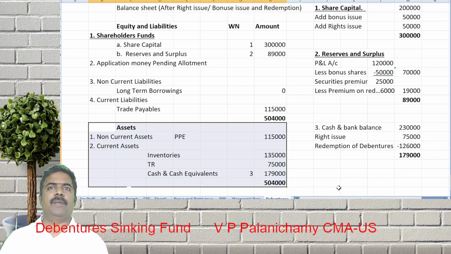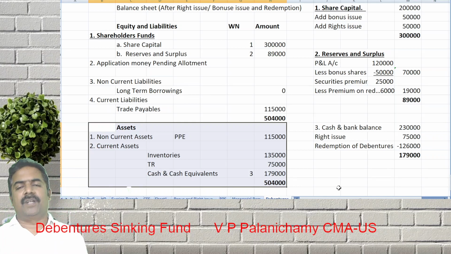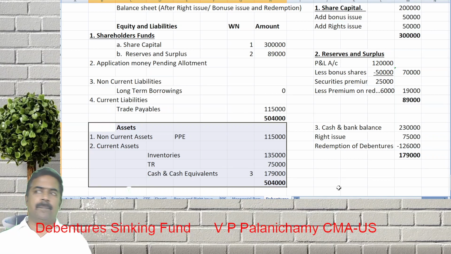In the exam, they will combine everything and ask. Some debentures are redeemed by conversion. Some debentures are purchased in the open market and cancelled against own debentures. Sinking fund is also used for redemption. All of it will be combined and asked in the exam. That we will do next.